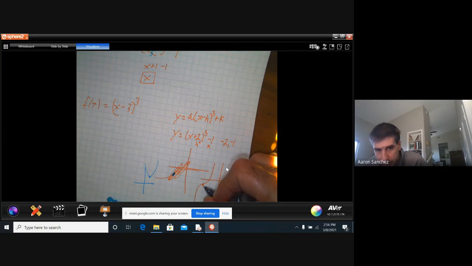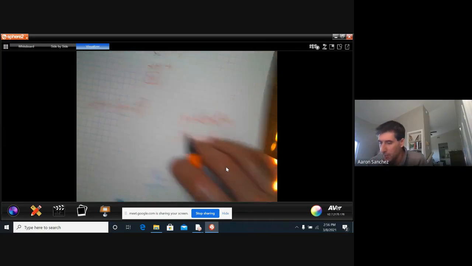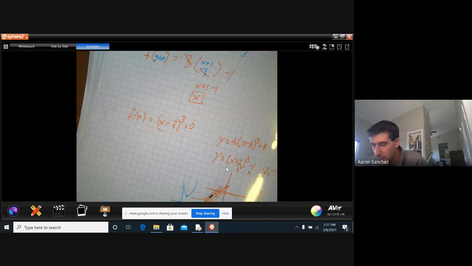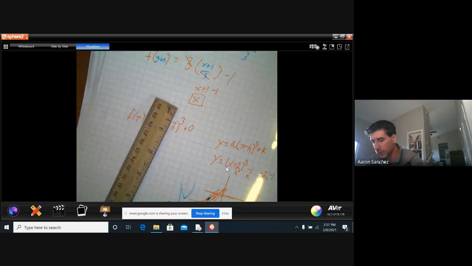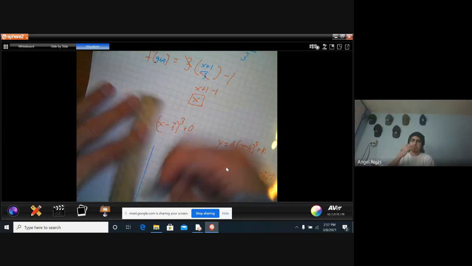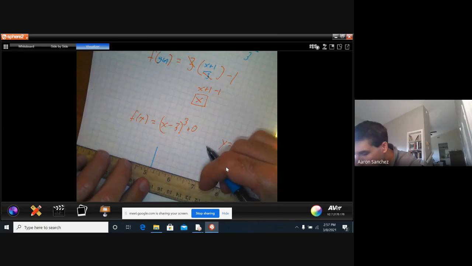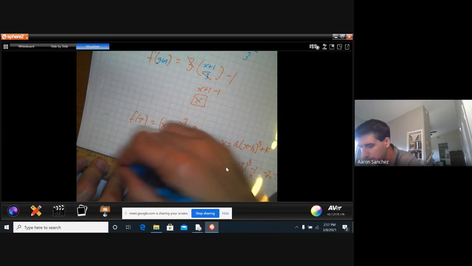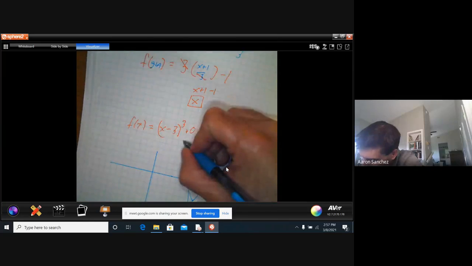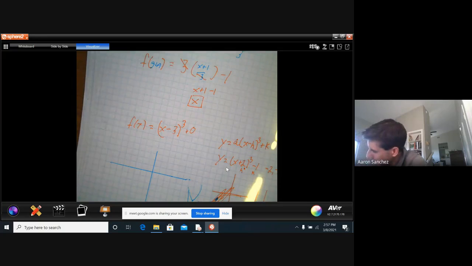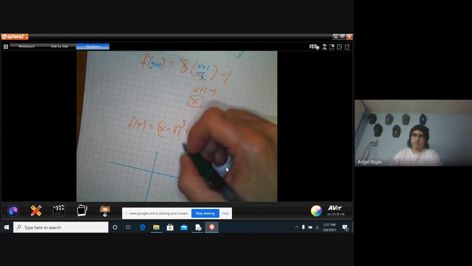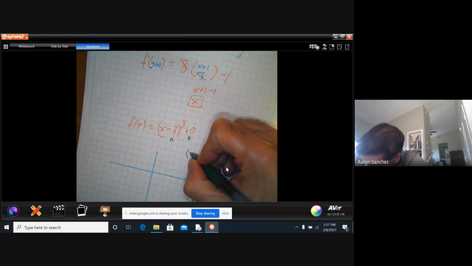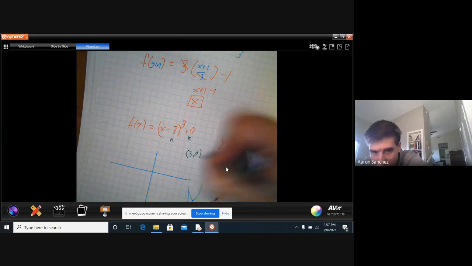Okay. So now going back to this problem, my k is 0. There's no k there. You with me so far? So what's my h? +3. Remember, it's the opposite. So my vertex will be at, here's my h, here's my k. My vertex will be at +3, 0.